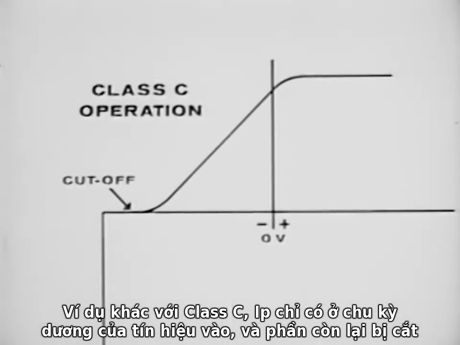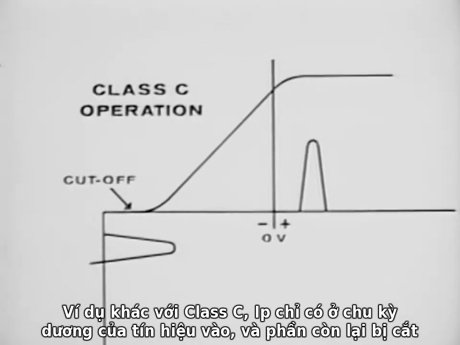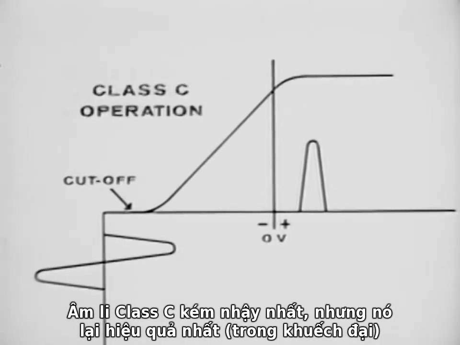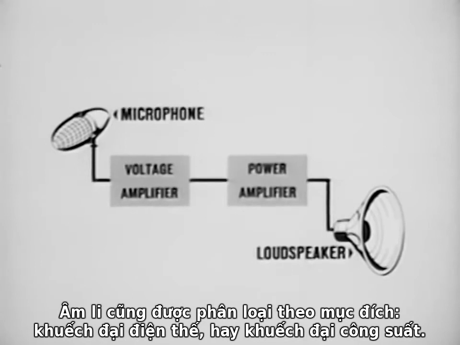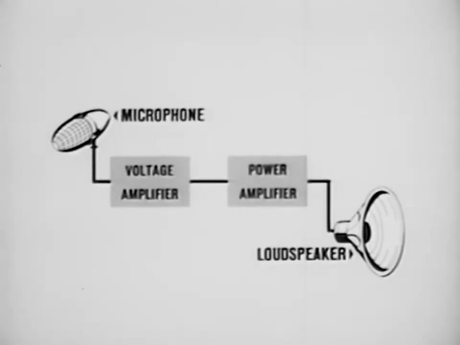As another example, in a Class C amplifier, plate current flows only during a portion of the positive half of the input signal and is cut off at all other times. The Class C amplifier is the least sensitive, but the most efficient. Amplifiers are also classified according to type of service, whether they are to be used as a voltage amplifier or a power amplifier. Most circuits contain several voltage amplifiers and one power amplifier. However, there are exceptions, especially in radio transmitters.